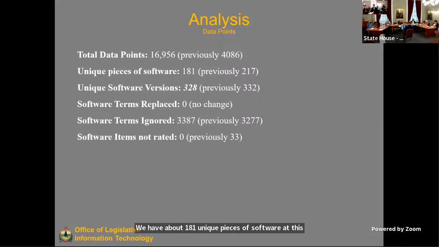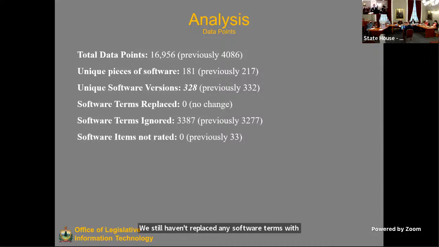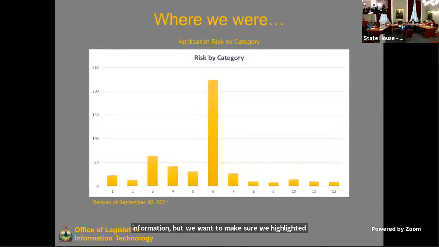We have about 181 unique pieces of software at this point in time. We've improved from 217 previously. Our last presentation, we have 328 versions of those applications out and about. We still haven't replaced any software terms. We've ignored about 3,300 terms that fall into this data set, primarily different drivers, different things that are being upgraded. It really isn't relevant to this information. But we wanted to make sure we highlighted that.